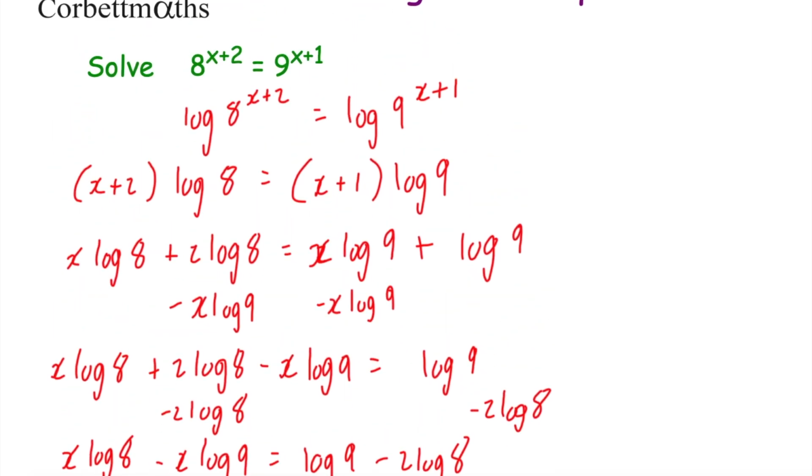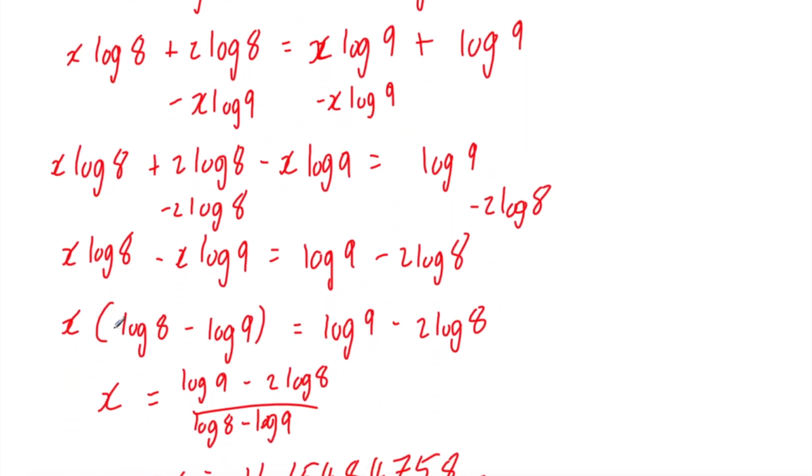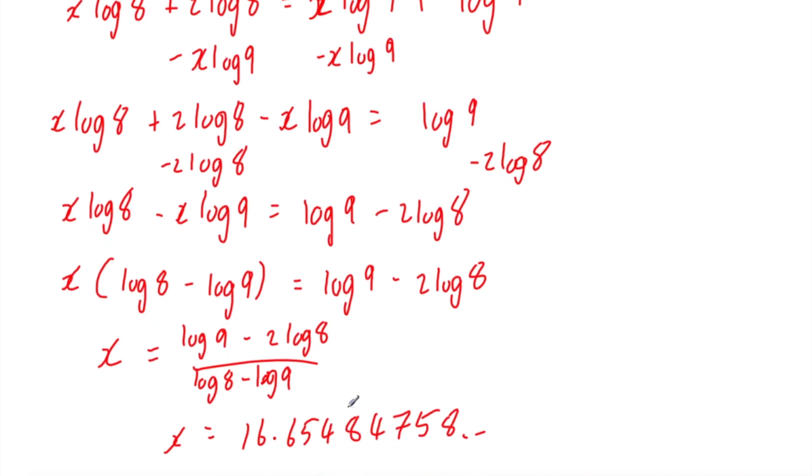So just to recap, what we did was we took the logs of both sides, we brought down the powers and made sure we included those in brackets. We expanded our brackets. We then brought all the terms involving x to one side and all the terms that don't involve x to the other side. We then factorized the side with the terms involving x and then divided, and then we worked out what x was, and we found x to be 16.654 and so on.